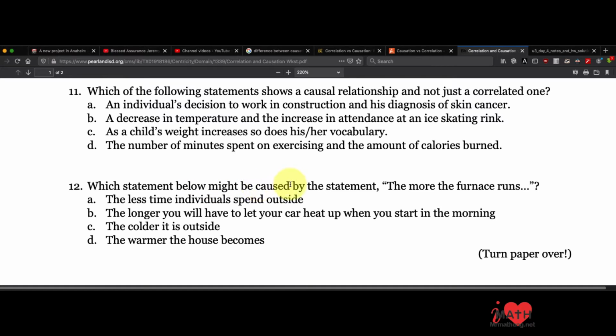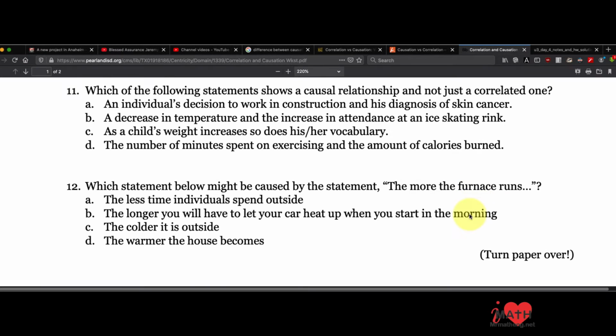Which statement below might be caused by this statement, the more the furnace runs, then blank. Okay, the furnace is something in your house that blows hot air, heat. So when it's cold in my house, I turn on the furnace and it warms up our house. So why would you turn on the furnace? Well, if the furnace is on to make an area warmer, is it because the less time individuals spend outside? Maybe this implies, again, the context is hard, that maybe we don't live in an area that's super cold, like you stand outside and your nose freezes. It says the less time individuals spend outside. Well, if I turn it on, that doesn't necessarily mean people don't want to spend time outside.